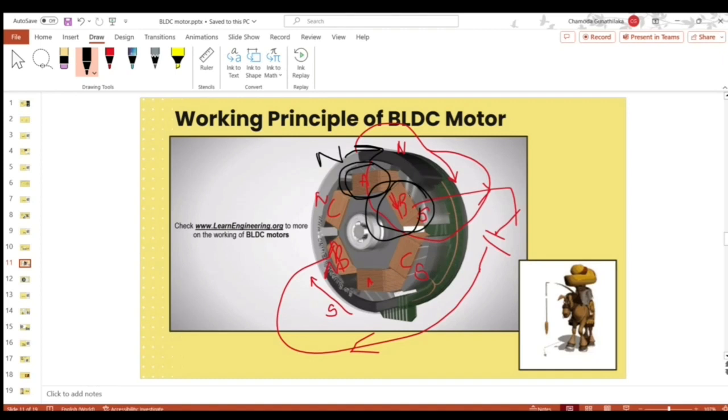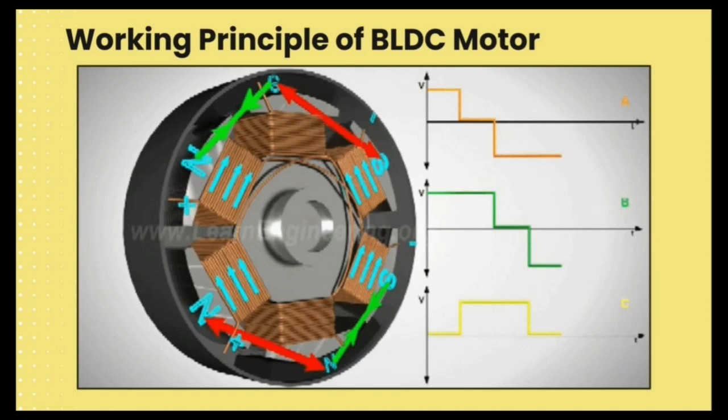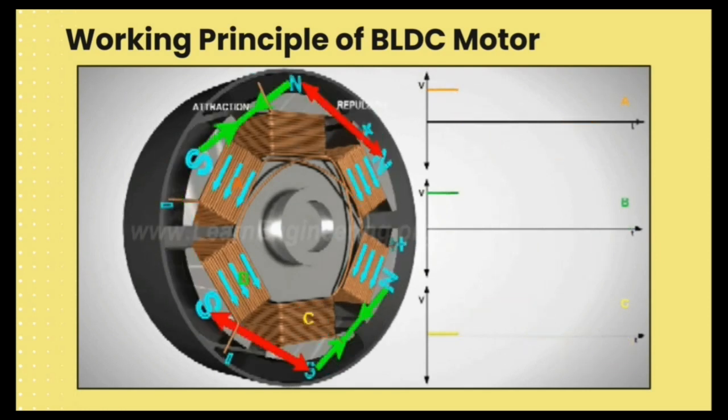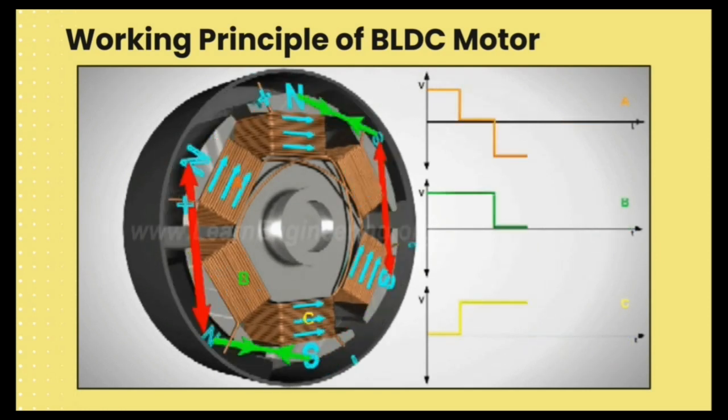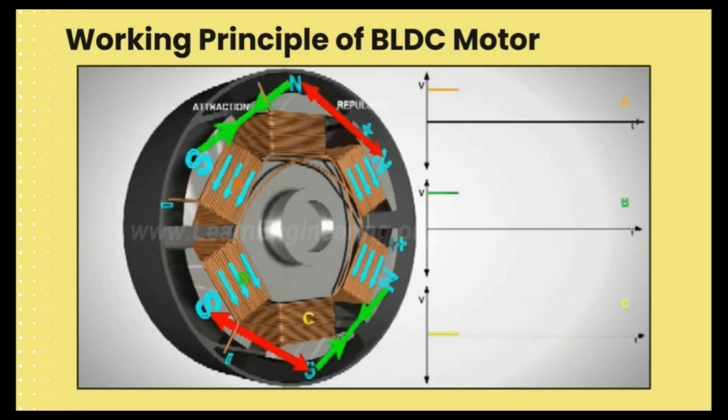And this B becomes south pole, this north pole is pulled. Likewise, push-pull operation. So we are energizing A coil and B coil. This slide shows how the BLDC motor works when two coils are energizing.